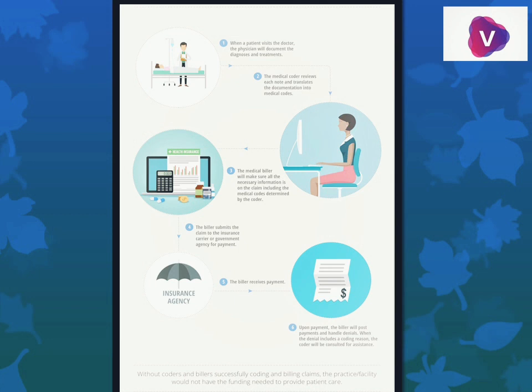The next step is that of a medical coder. So it's understood that the medical coder will assign codes to these diagnoses and treatments, and then after the assigning of the codes, at the third point you will see the medical biller, who will make sure that all the necessary information is on the claim including the medical codes determined by the coder. Once this is done, the biller then submits the claims to the insurance carrier or the government agency for the payment. That is at the fourth point. And then the biller receives the payment.